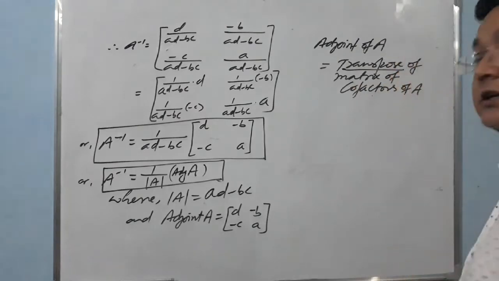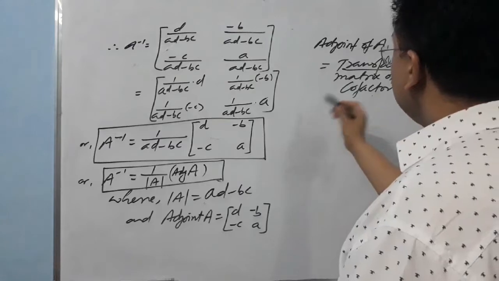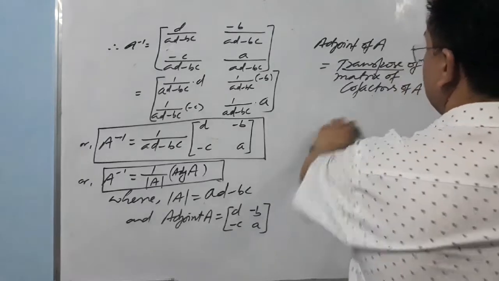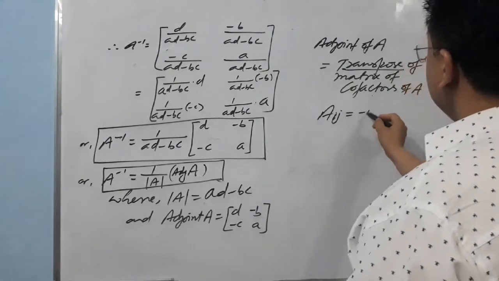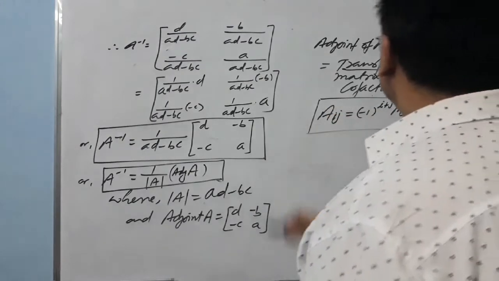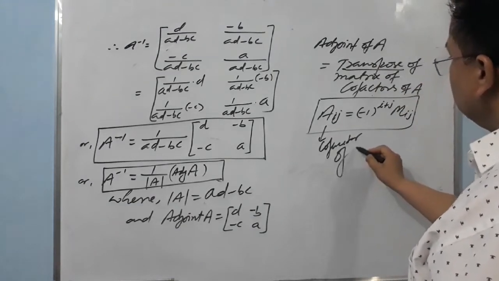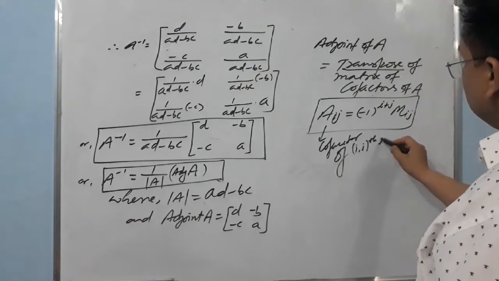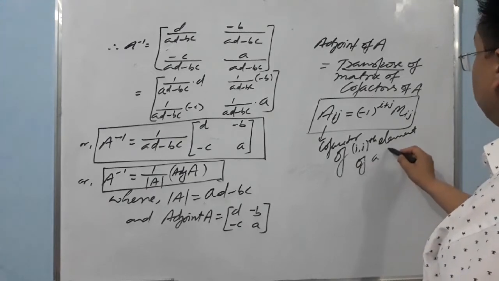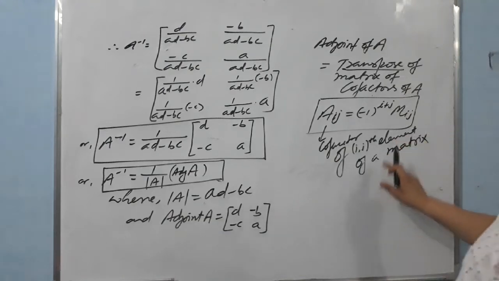Transpose means interchanging rows and columns of a matrix. And what do we mean by cofactors? Let me explain. The cofactor formula is Aij equals minus 1 raised to the power i plus j times Mij. This is the formula of the cofactor, the cofactor of the ijth element of a matrix.